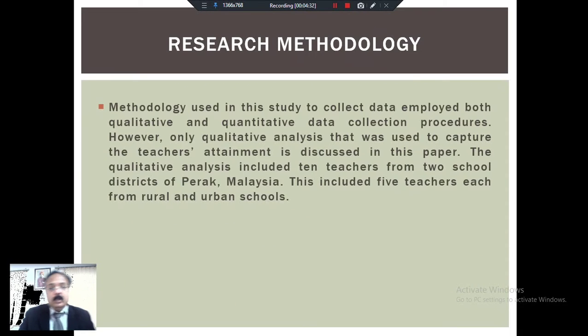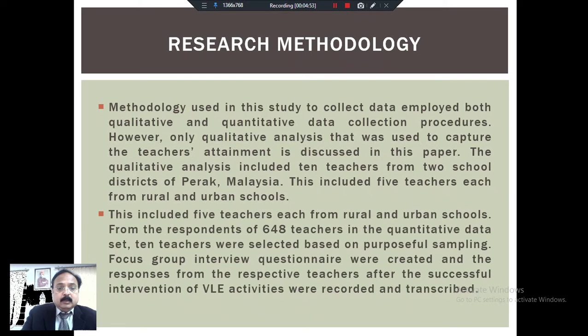So this is the methodology. The methodology in this study employed both qualitative and quantitative aspects to collect data, but in this particular presentation we'll be focusing only on the qualitative aspect, because this is a longitudinal study which was done in Malaysia. Both rural and urban school teachers were involved, and about 648 teachers had taken the questionnaire for quantitative data. As I said earlier, we will be focusing only on the qualitative aspect.